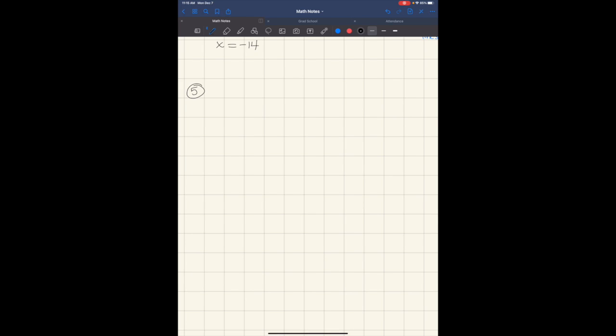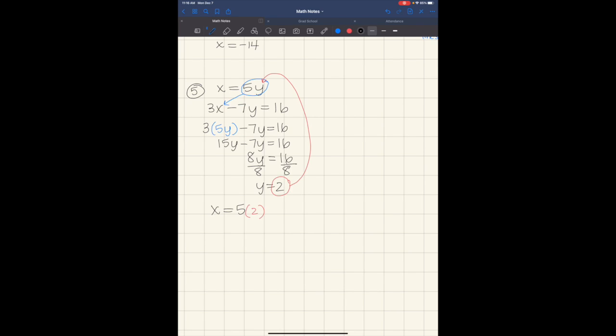Two more examples. For number 5, I've got x equals 5y and 3x minus 7y equals 16. So I'm going to plug in that 5y for x and solve. Then I get y equals 2. Then I'm going to plug that 2 in for y in the first equation, and I'm going to get x equals 10. So my answer is 10, 2.